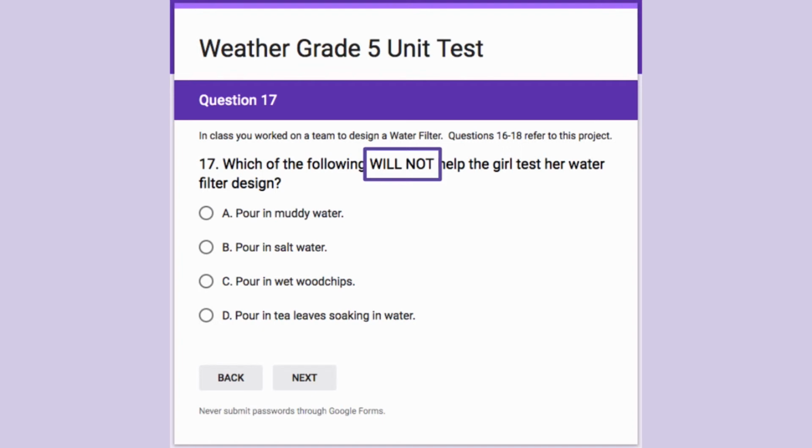What's going to happen is someone's going to be reading this test, one of your students: which of the following is not correct, the girl tests her water. Oh, A, pour in the muddy water. Pour in the muddy water. A is the correct answer, and they record A. You know what's going to happen.